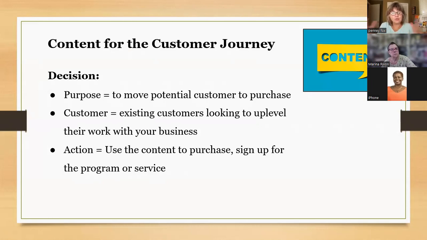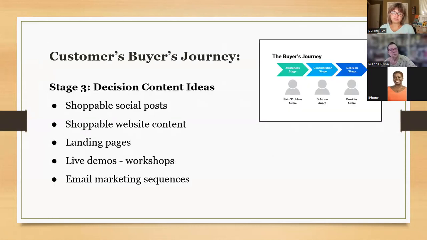You know who I am. You know I can help you. What can I do to get you to move forward with this? And some of the stage 3 decision content ideas that we can do are shoppable social posts. And what I mean by that are they're the ones that are out there that you can click on them and they go right to the page where I have to buy. I don't have to go from the social media post to your home page, then from your home page, go to a sales landing page. I go straight to the purchase page. That's a shoppable social media post.